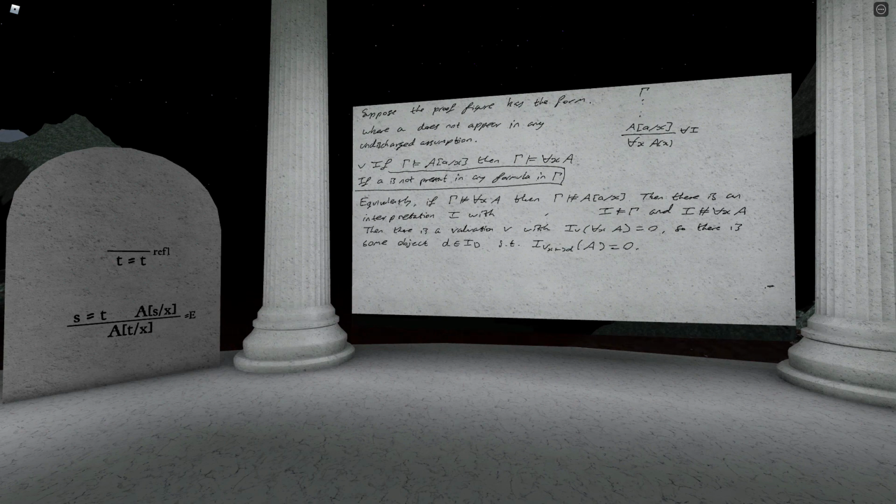So now here's the trick. We define a new interpretation I prime, which is identical to I, except the name it gives to A, the object that A names, is now different. So the object that I prime assigns to the name A is now D.